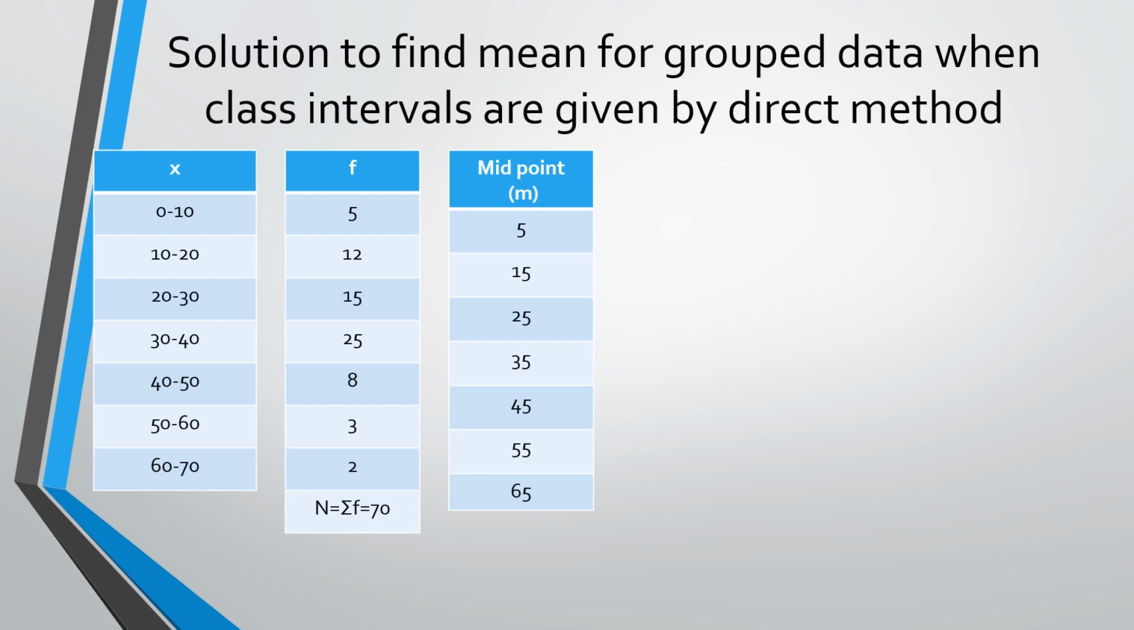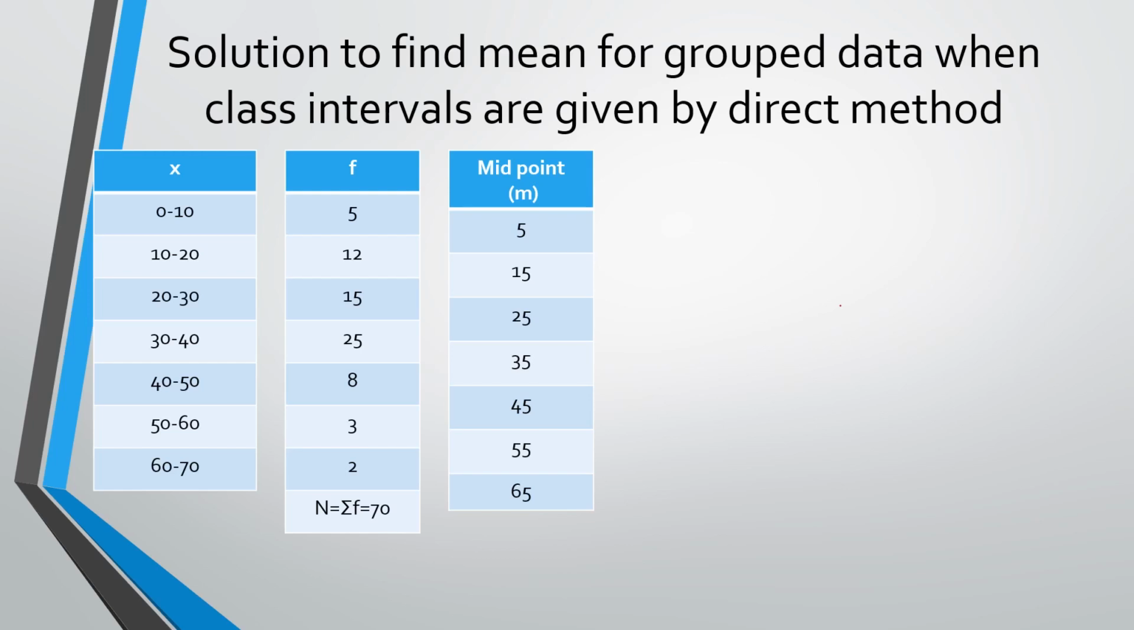So 0 plus 10 is 10, 10 divided by 2 is 5, then 10 plus 20 is 30, 30 divided by 2 is 15, then similarly 30, 40, that is 30 plus 40 is 70, 70 divided by 2 is 35, then 40, 50, that is 40 plus 50 is 90, 90 divided by 2 is 45. That is the way we need to find the midpoint. The midpoint can be found by using the lower bound plus the upper bound of the class interval divided by 2.